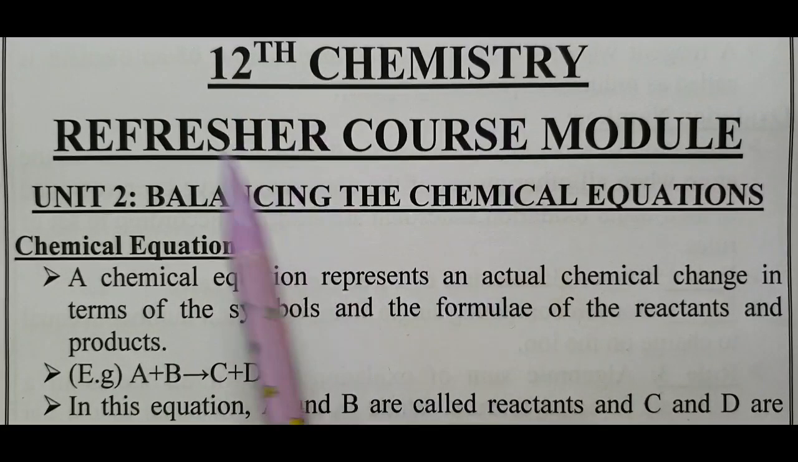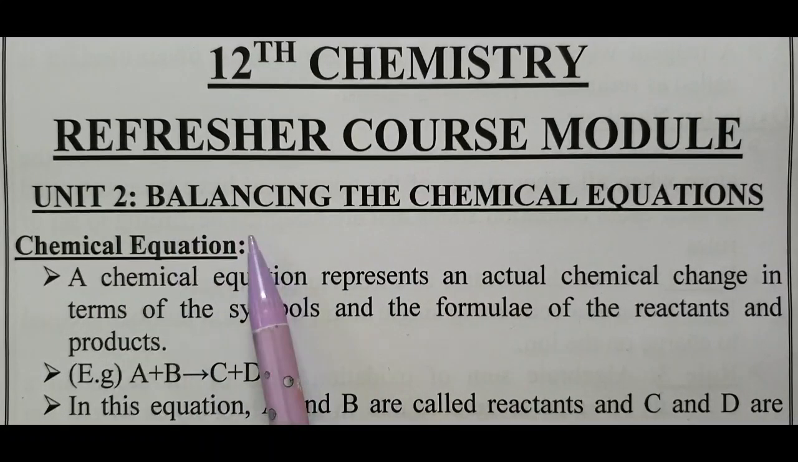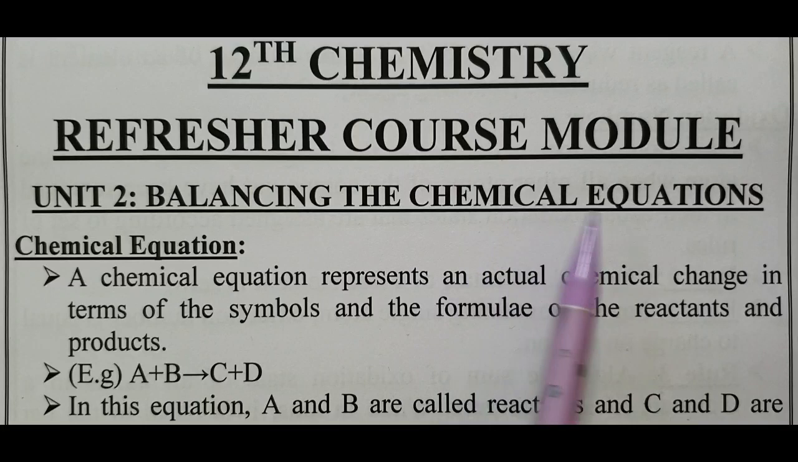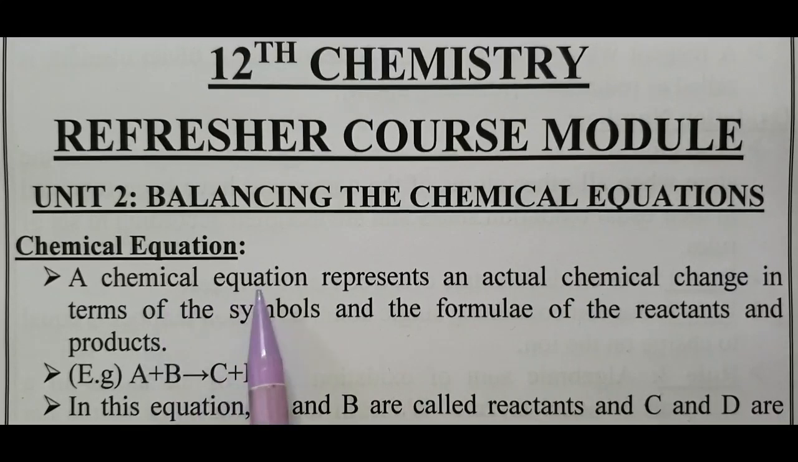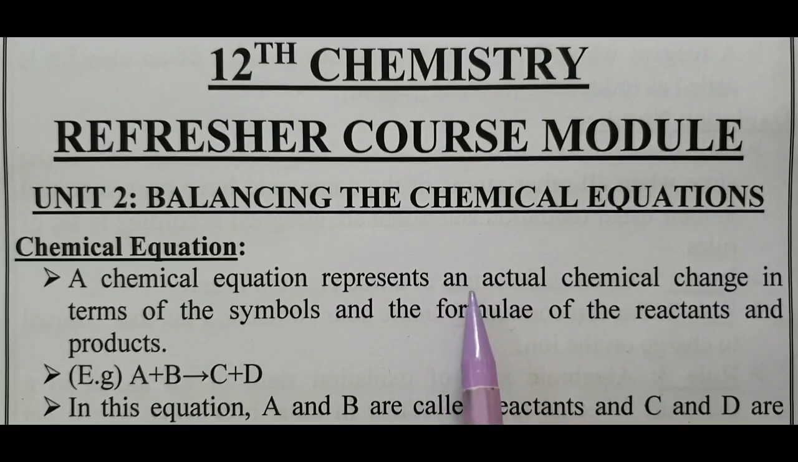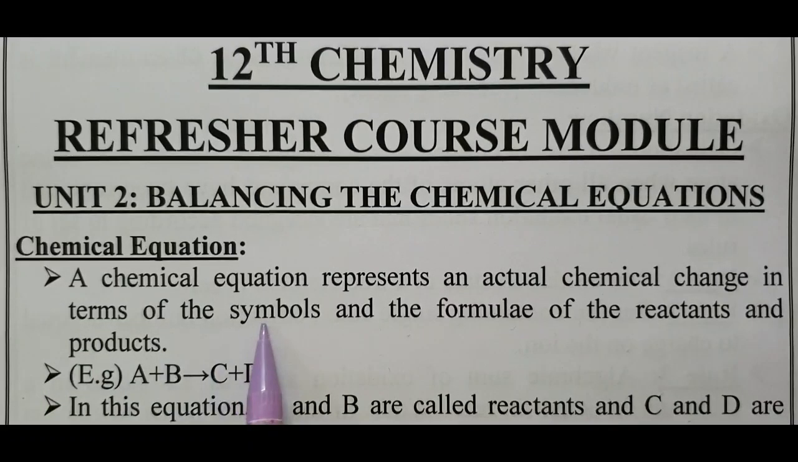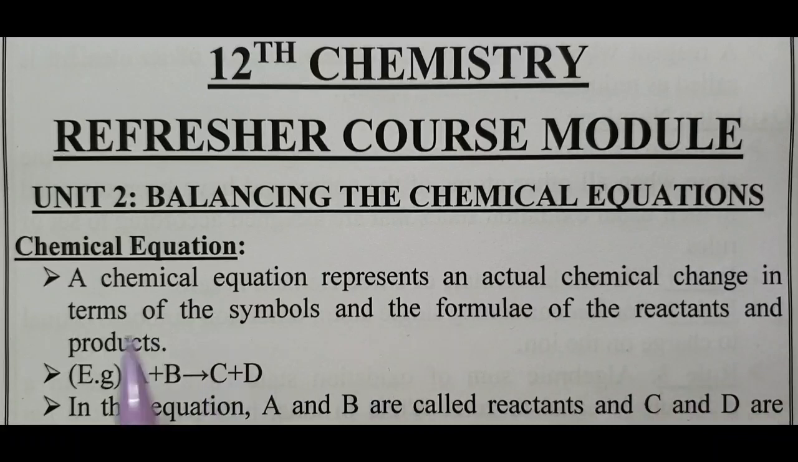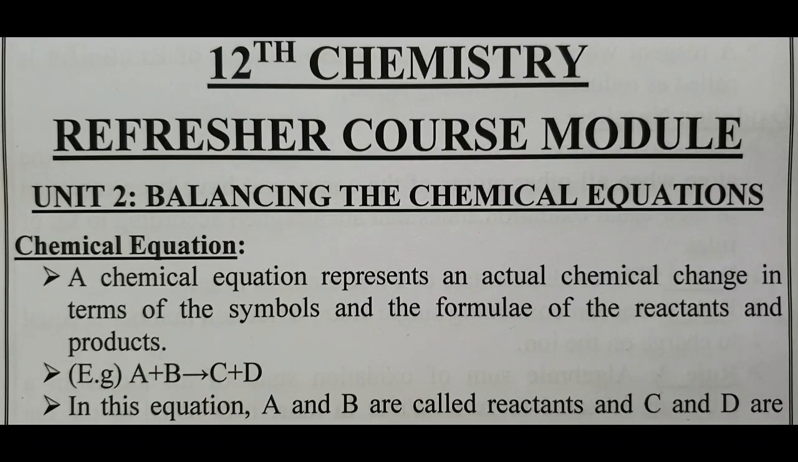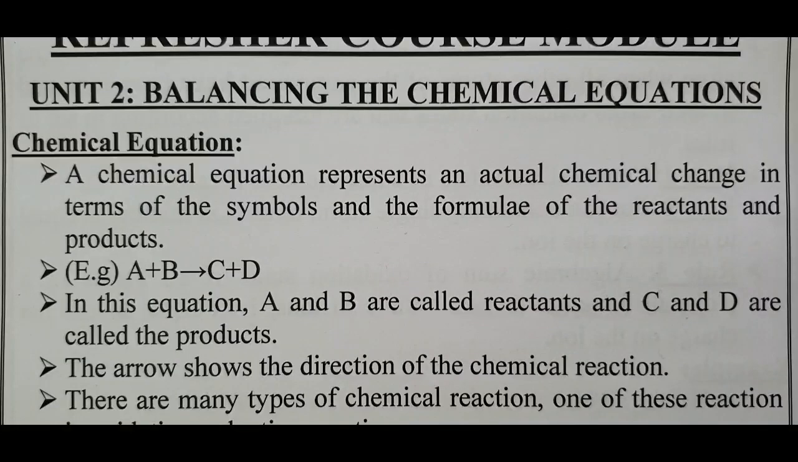12th Chemistry, Refresher Course Model, Unit 2, Balancing the Chemical Equation. What is meant by a chemical equation? A chemical equation represents an actual chemical change in terms of the symbols and the formula of the reactant and product. For example, A plus B gives C plus D.